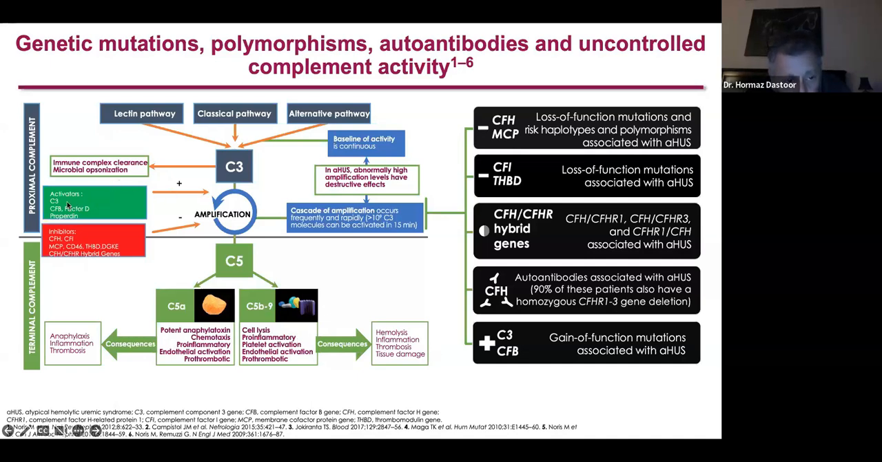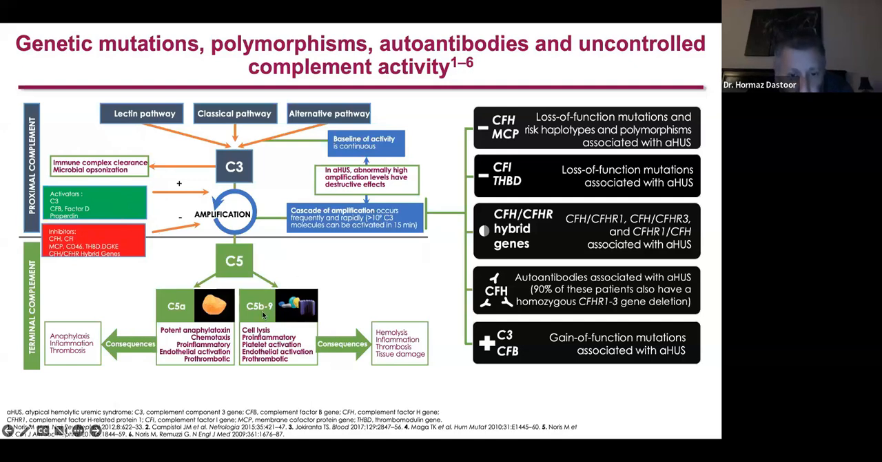The activators of this pathway are C3, complement factor B and D, and inhibitors or regulators are complement factor H, I, and MCP. Now, what kind of mutations will result in activation of the complement system? Now, we define these mutations into two groups. If you have what we call a gain of function mutation in complement factor C3, complement factor B and D, then you will have excessive activation of the complement system.